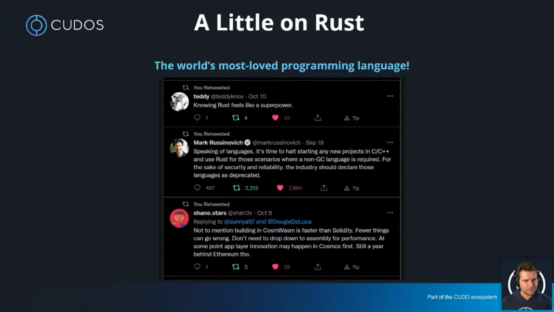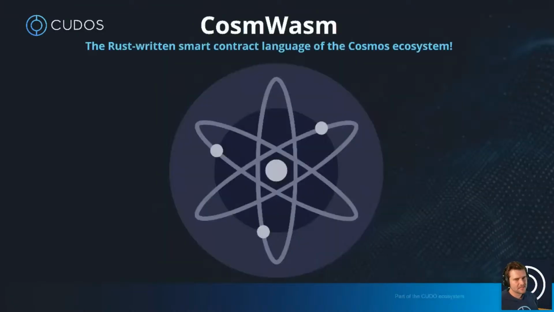Not to mention, building in CosmWasm is faster than Solidity. Fewer things can go wrong. Don't need to drop down to assembly for performance. At some point, app layer innovation may happen in Cosmos first. Still a year behind Ethereum, though. What's interesting there is that the word Rust wasn't actually mentioned, but CosmWasm was instead.